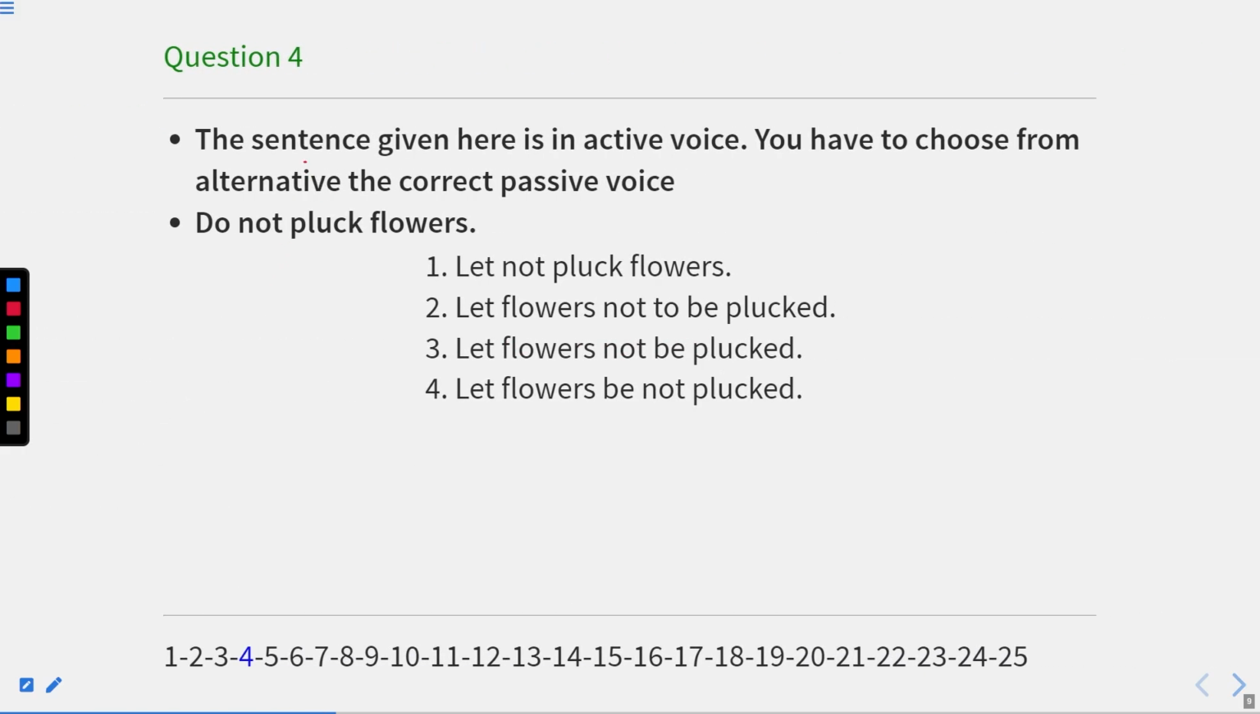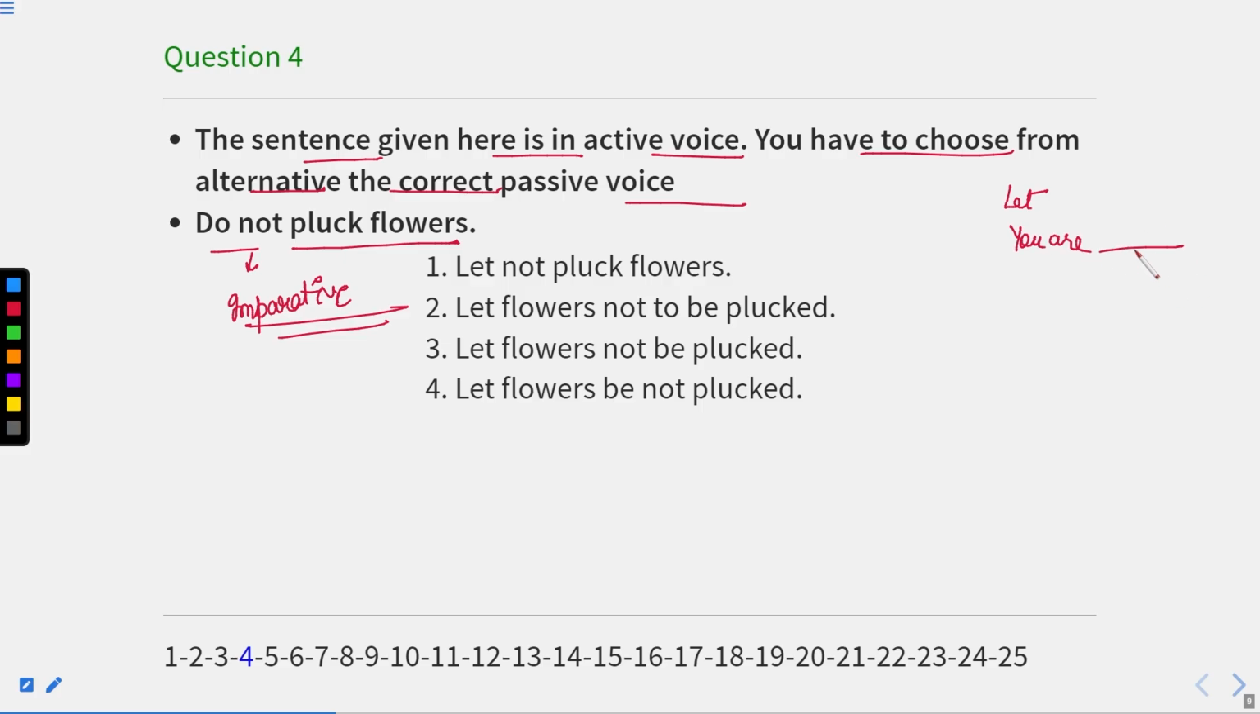This is question number 4. The sentence given here is in active voice. You have to choose from the alternatives the correct passive voice. Do not pluck flowers. Okay, so this is an imperative sentence where one is giving orders or requesting another one. Whenever we convert an imperative sentence, we should keep one thing in mind, that we can make this structure into passive voice using two methods. We can either use the let method or we can use you are. Now ordered or requested, as per the requirement of the sentence.